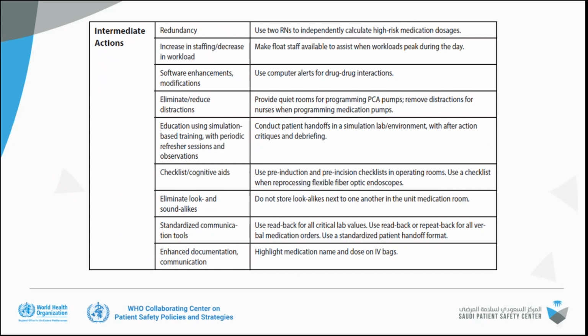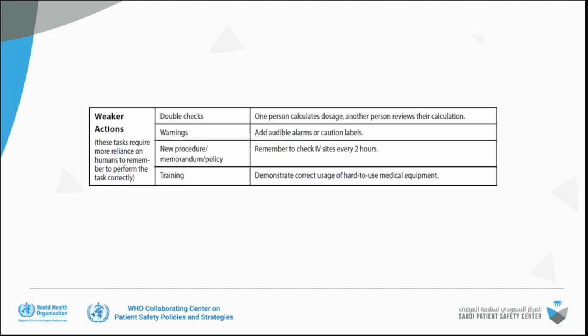Intermediate actions include redundancy, increase in staff or decrease in workload, software enhancements or modifications, eliminating or reducing distractions, education using simulation-based training with periodic refresher sessions, checklists and cognitive aids, eliminating lookalikes and sound-alikes, standardizing communication tools, and enhanced documentation and communication. And there is a difference between redundancy and double checking. Can somebody explain it in the chat? We all know about double checking, but what is the difference between it and redundancy, which is the intermediate action? Double checking is considered a weak action.